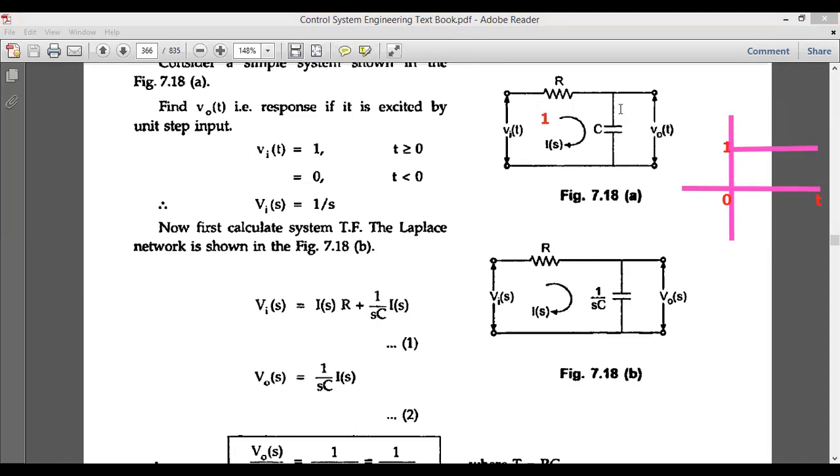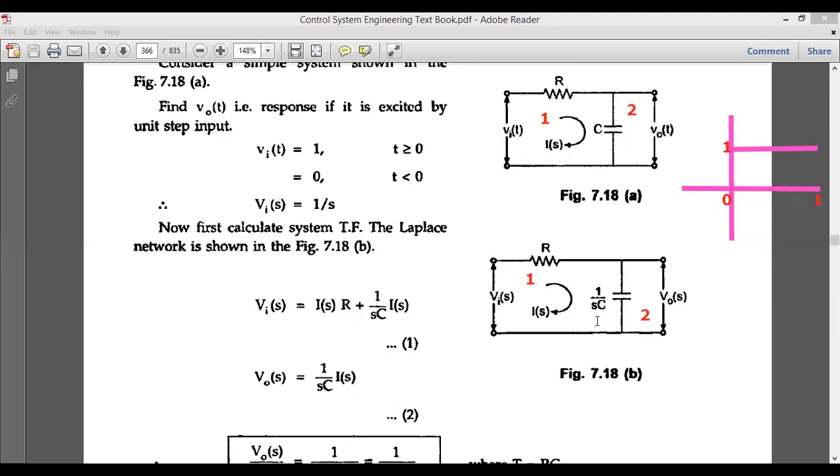Similarly, you should apply it to loop number 2. Writing the equation in terms of V naught of s, V naught of s is applied only across the capacitor. Therefore, it is only 1 divided by sC into I of s.